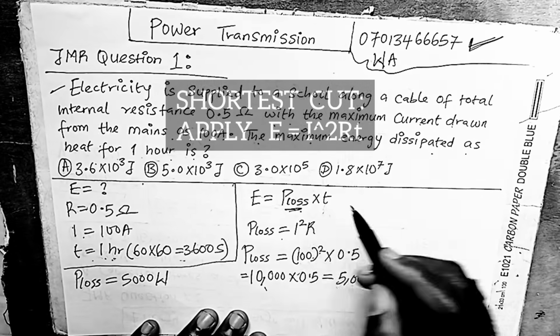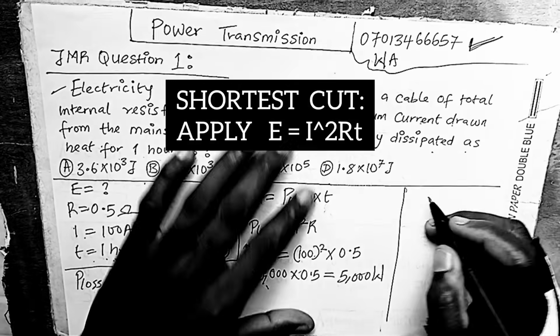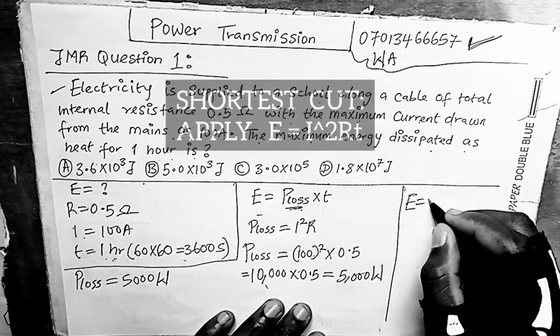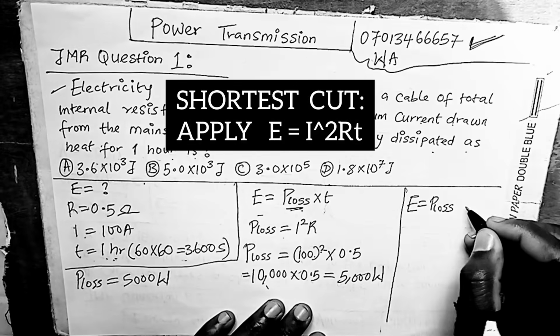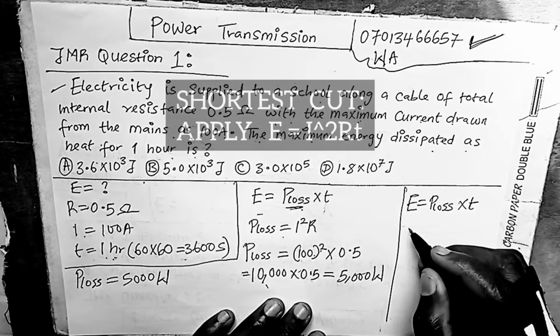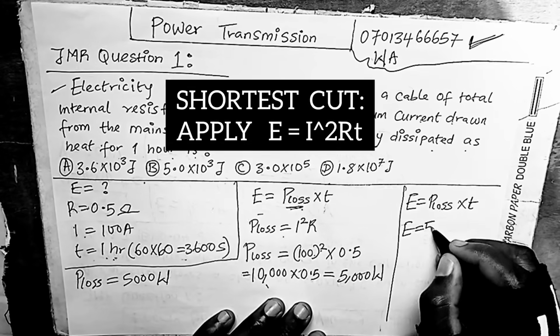Since we now have P loss, we can apply this formula and get our answer. The formula: energy equals P loss times time. We already have our time. Energy is equal to, what's our P loss? 5,000.